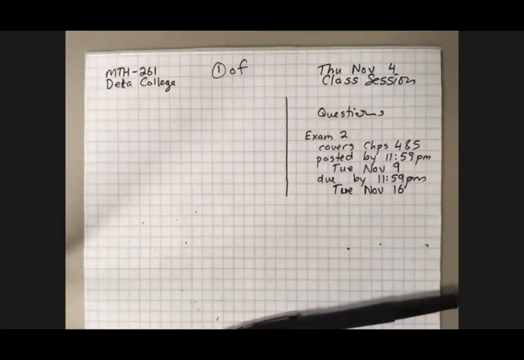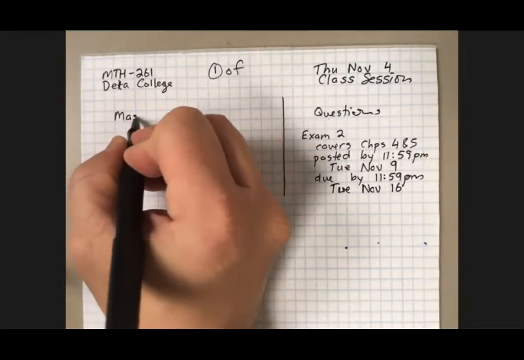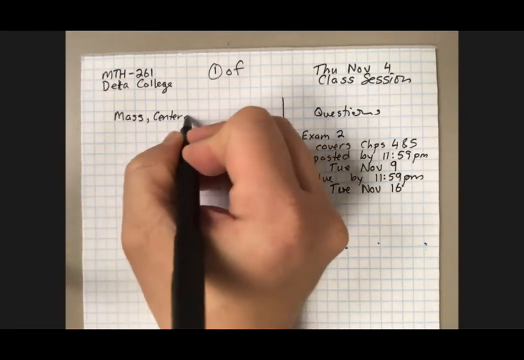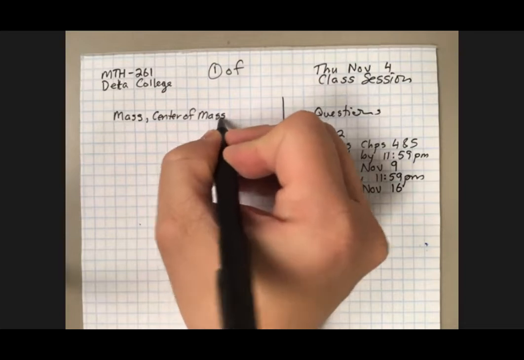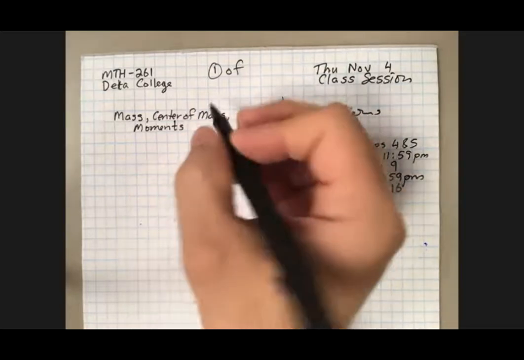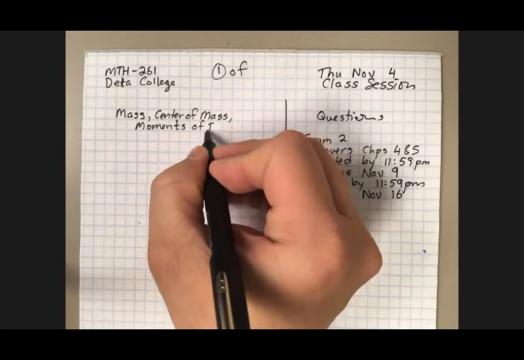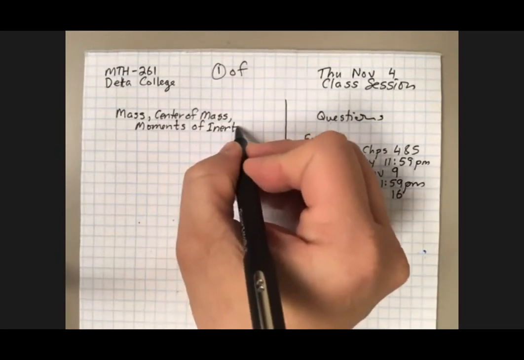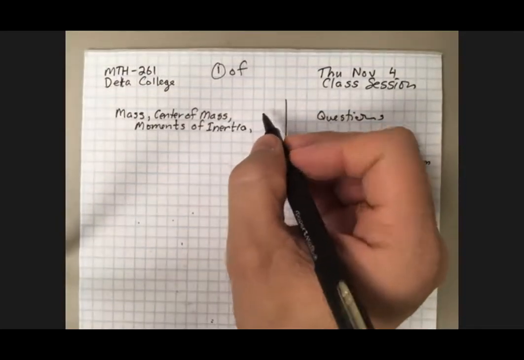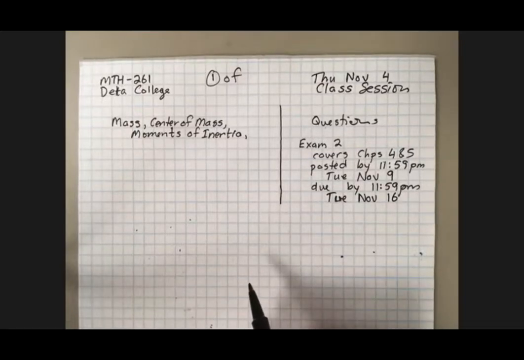So what we want to look at today, if we dived all the way into it, would be mass, center of mass, moments of inertia. We gave a brief description of mass and center of mass last time, and we want to do some examples now. From moments of inertia, there's something called radii of gyration. And all of these things are physical topics that we are applying calculus to.